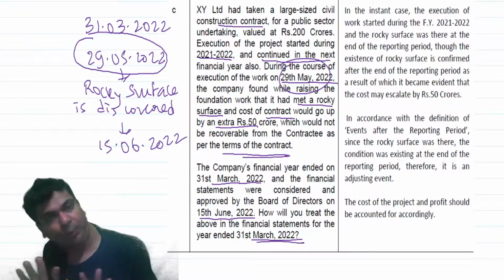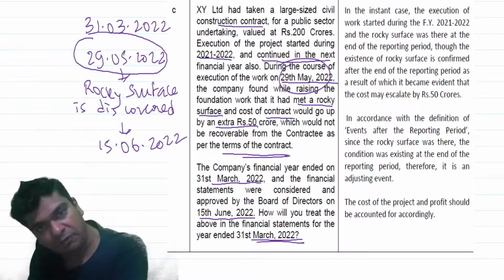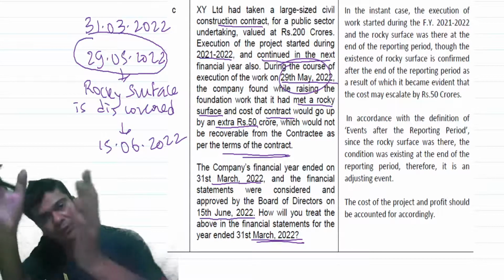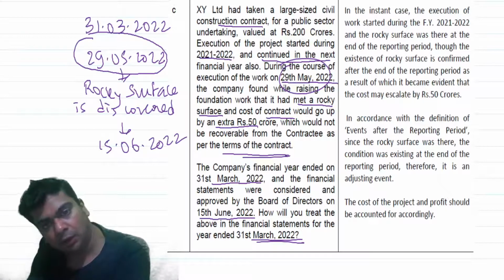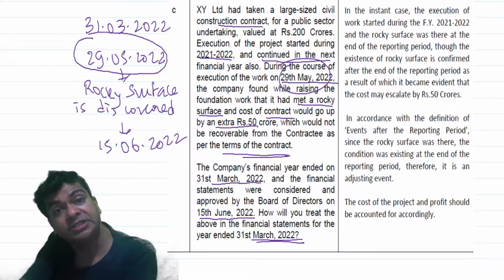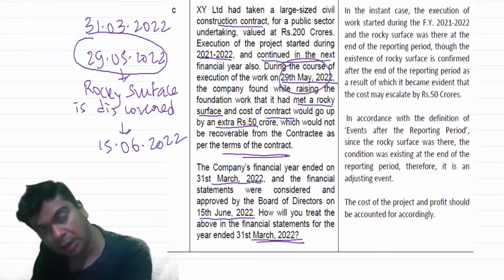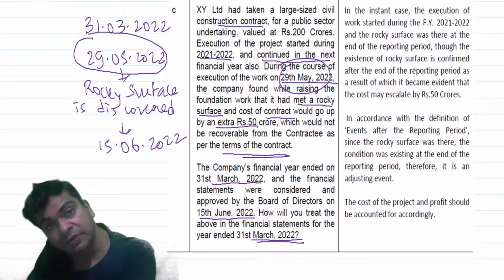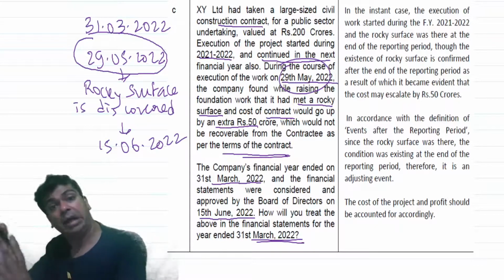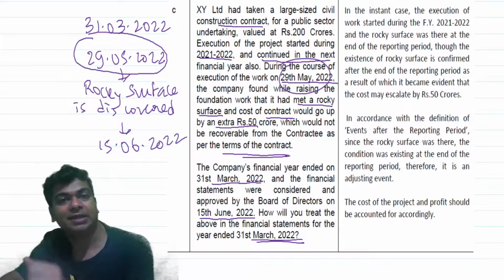See, you are doing a civil construction contract. In a civil construction contract, you have to lay down a foundation, so you have to dig, right? And you have to then lay down the pillars and foundations and all. You start that work and maybe at a certain depth, you realize that there is a rocky surface, which you had not originally anticipated. Agreed. But was the rocky surface already there on the reporting date? Or the rocky surface was somewhere else, in some other part of the town, and it decided to travel underground and reach your site.